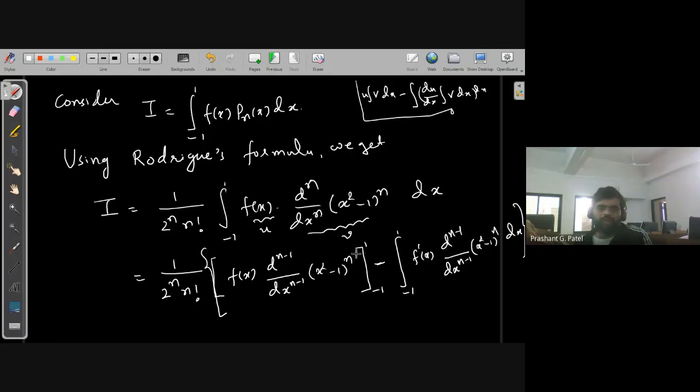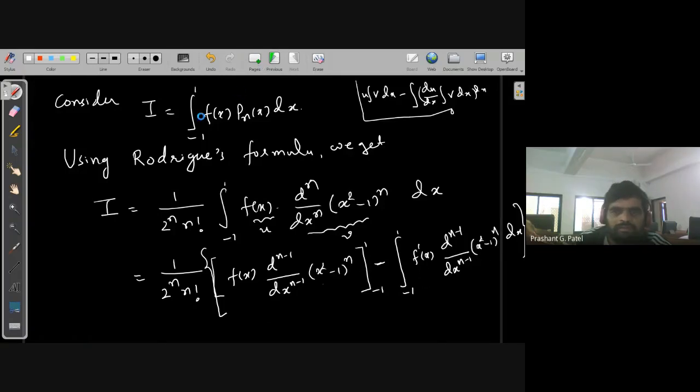Now if I substitute 1 here, and for minus 1 also, what will this quantity be? The n minus 1th derivative of that will have an x square minus 1 term there. So if I substitute 1, this quantity will become 0, and when I substitute minus 1, that quantity will also become 0. So this first quantity will become 0, and only this quantity will be left.